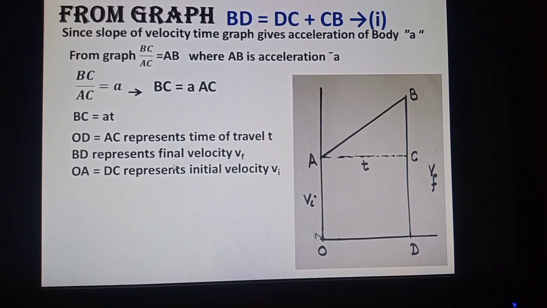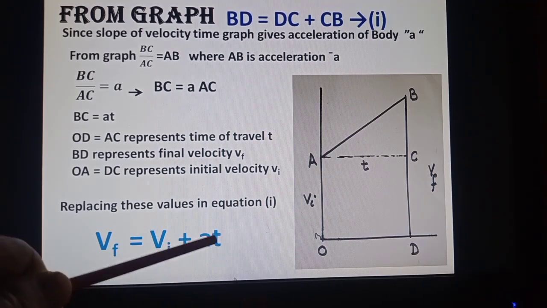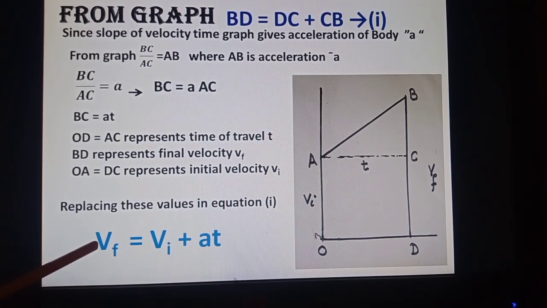Students, further from the graph, it is clear that the distance OD or AC represents the time taken for this change of velocity, and BD represents the final velocity, where OA or CD represents the initial velocity. Replacing these values of BD, DC, CB in equation 1, we get the standard form of the first equation of motion, that is Vf equals Vi plus at. Look, it relates final velocity with initial velocity, acceleration and time.